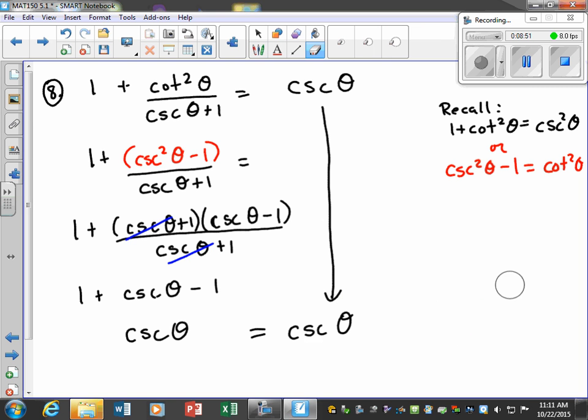So those are a couple of extra ones to look at. We're going to go ahead and move to the next section now.